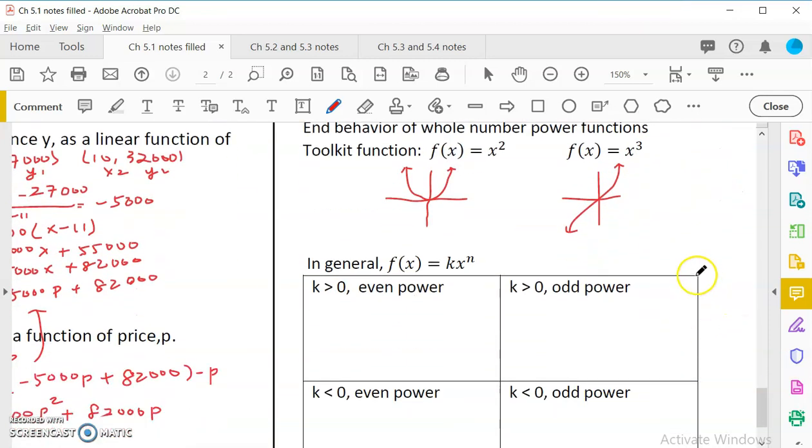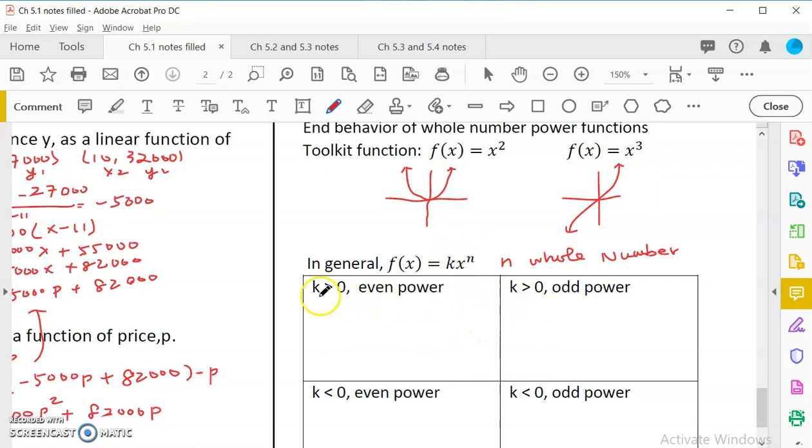And so what about other functions? So other whole number power functions. In general, if n is a whole number, we are looking at whole number meaning no negatives. It's just 1, 2, 3, 4. So what about x to the 4, x to the 5, x to the 6, x to the 11? How do they look?